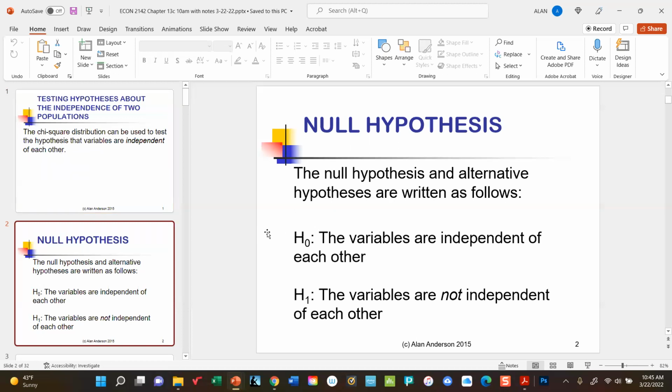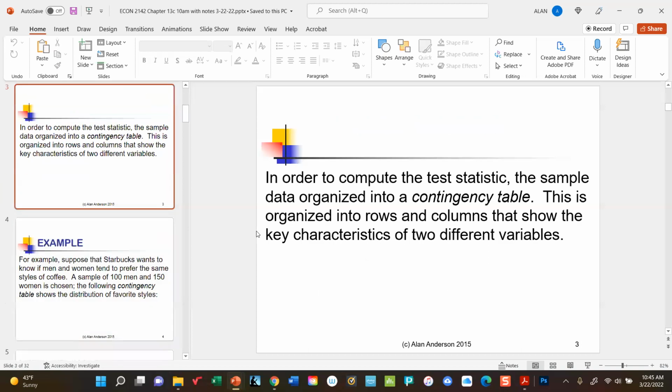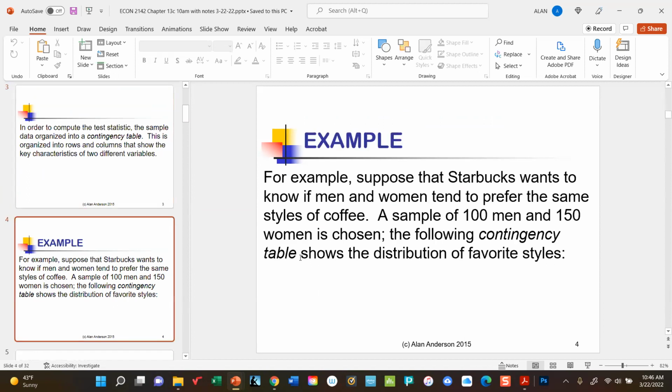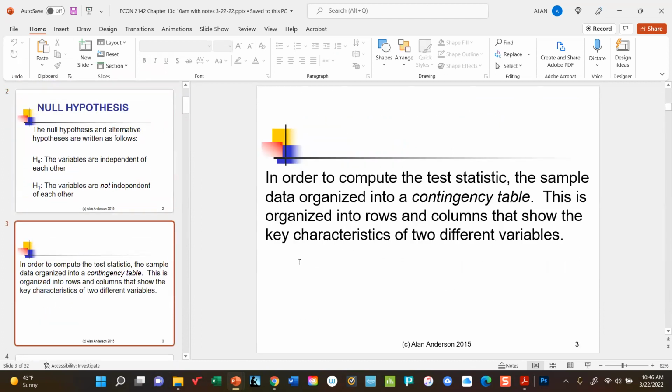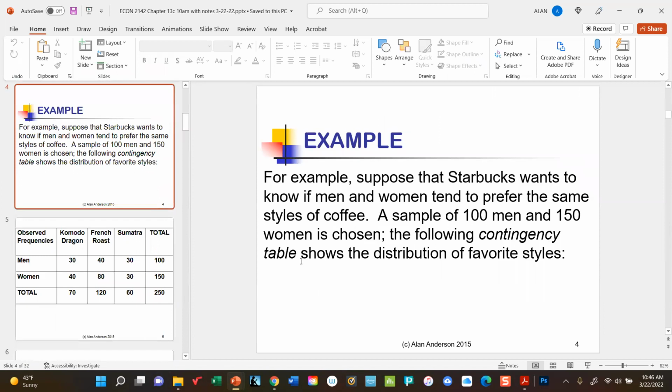But the interesting part is the test statistic. Okay, we're going to set up a table. Now this time, the table is going to be more complicated because we're looking at two different characteristics at the same time. So here's an example that I dreamed up. Suppose Starbucks wants to know if men and women tend to prefer the same styles of coffee. So we pick a sample of 100 men and 150 women, and we set up what's called a contingency table to see which flavors they prefer. And of course, the point of it is to see how similar they are to each other.